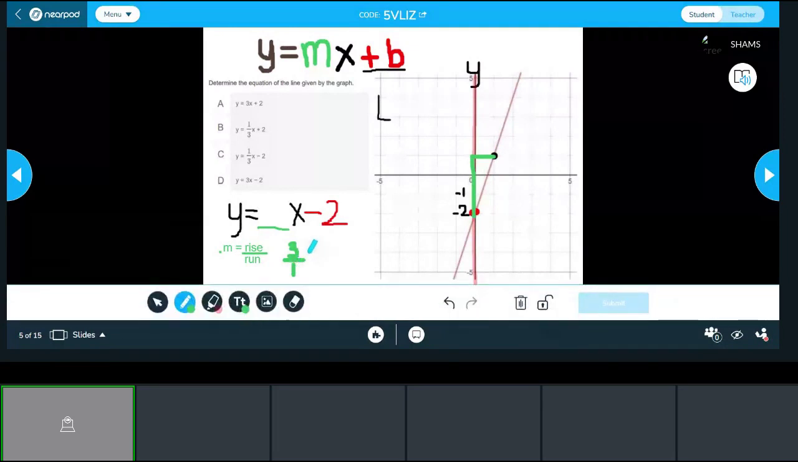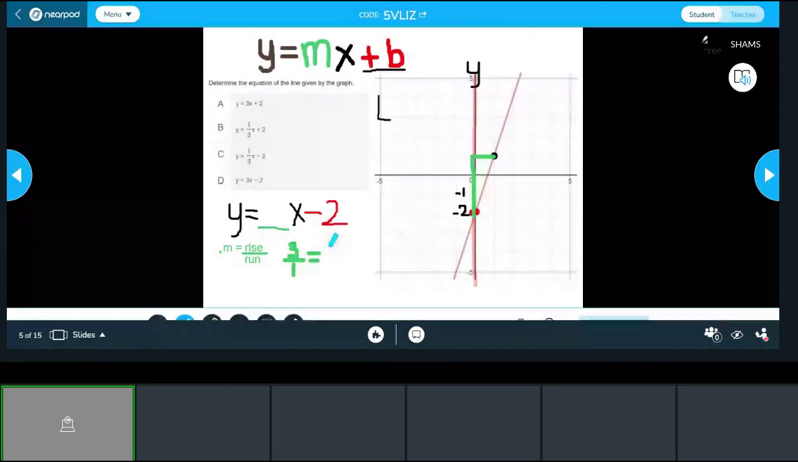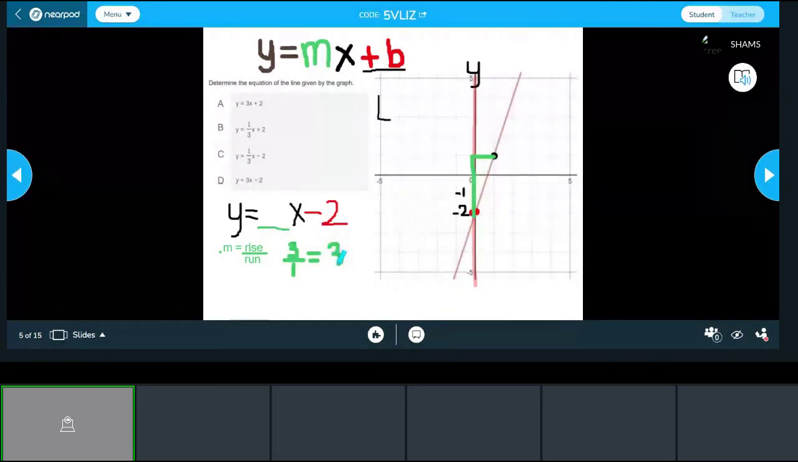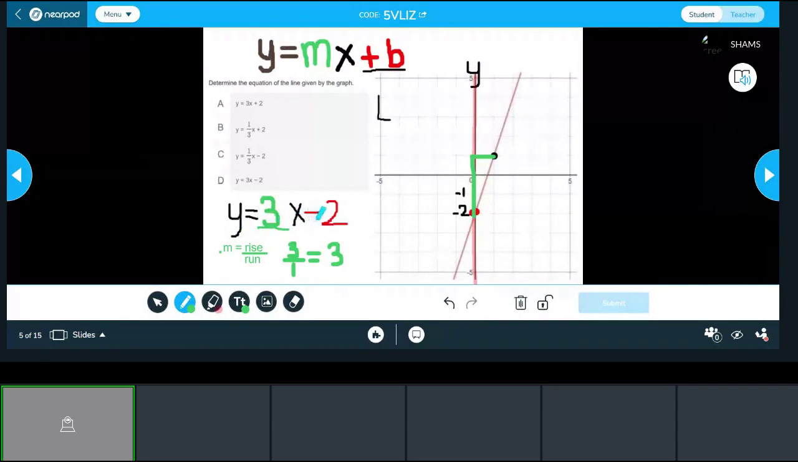I got a fraction. Remember, 3 over 1 equals 3. Therefore I figured out my M. In this equation, M is supposed to be 3. And how will my complete equation look like? The complete equation is y equals 3x minus 2.